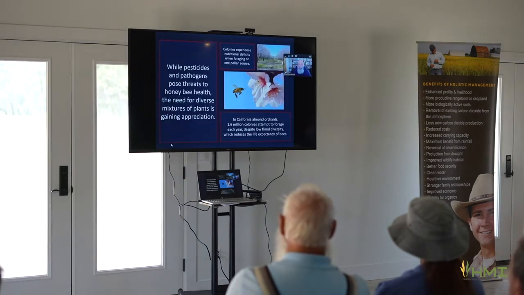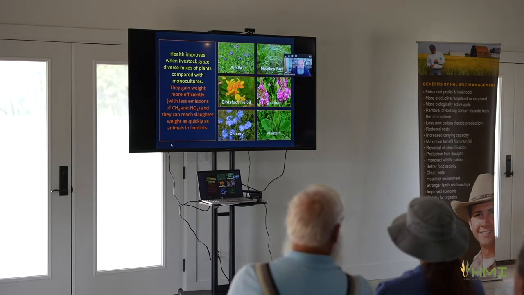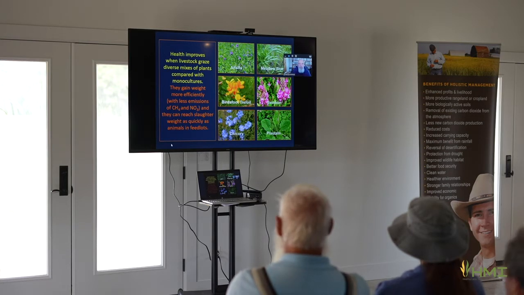And it matters, very quickly here too, not just for livestock, for many, many creatures. And here I'm using the bee as an example. When they're put on monoculture almond orchards out in California, their health is not nearly so good as when they're on more diverse kinds of diets. We know with livestock, and there are some really nice studies coming out, I'm happy to share those with you, that health improves in livestock raised on diverse mixtures of plants compared with monocultures. Thinking of some research that's coming out of Utah State here in the US and out of New Zealand. We know they can gain weight more efficiently with less emissions of greenhouse gases, and they can reach slaughter weight as quickly as animals in feedlots.